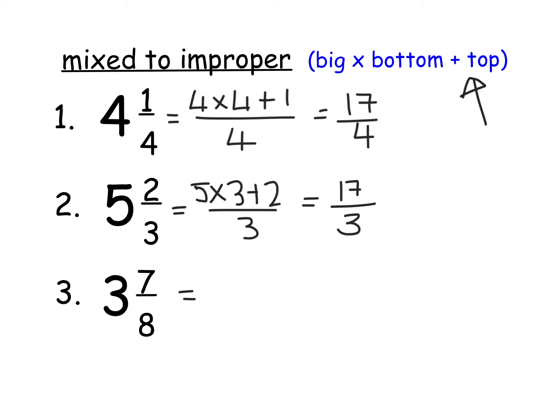And for my last one, we'll do 3 times 8, add on the 7, which is 24 plus 7, which is 31 all over 8. And you don't always have to write what I've been doing at the top. So that was just a quick recap. So let's go on to multiplying fractions.